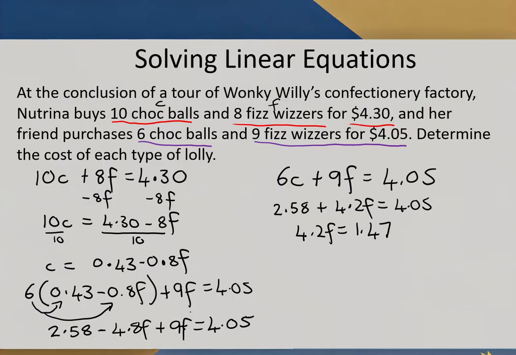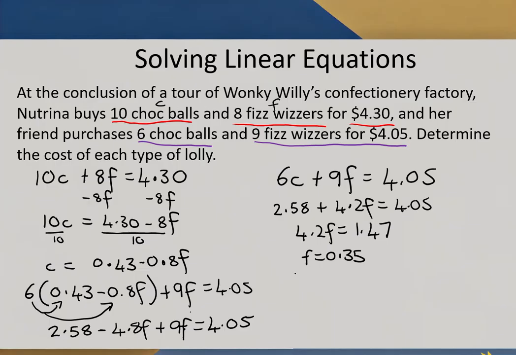The next step that I would like to do is get F by itself. So I'm dividing by 4.2 on both sides. If I do that, that gives me F is equal to 0.35. Now I know what F is, I just need to substitute it into one of the equations to find out what C is.